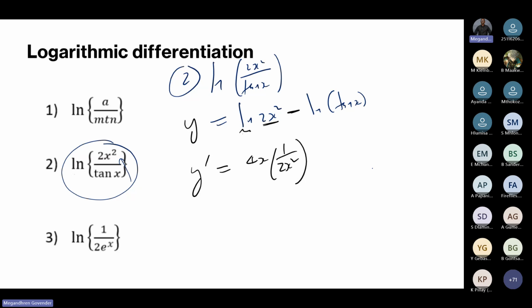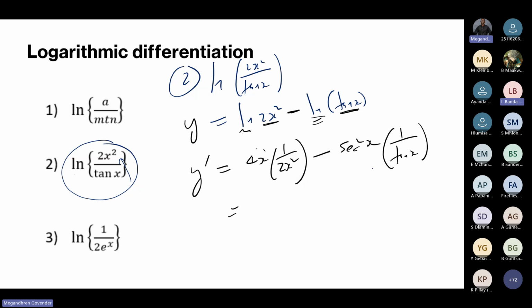Are you happy with that? Yes. Right. Now, help me here. What is d/dx of tan x? Yes, very nice. It's sec squared of x. Correct. And what is d/dx of ln of something? It's 1 over tan x, right? Yeah. That's it. So 4x over 2x squared.